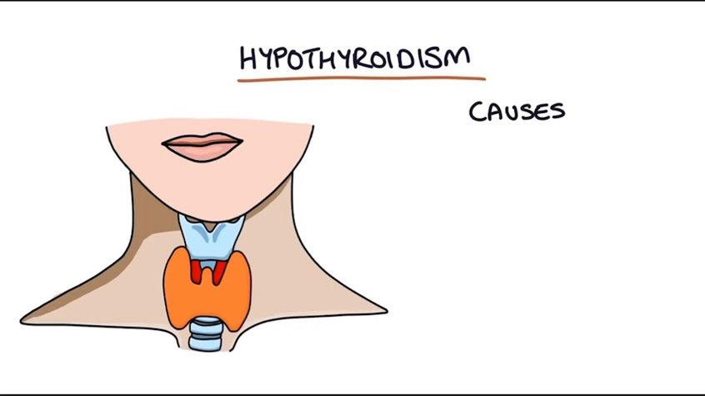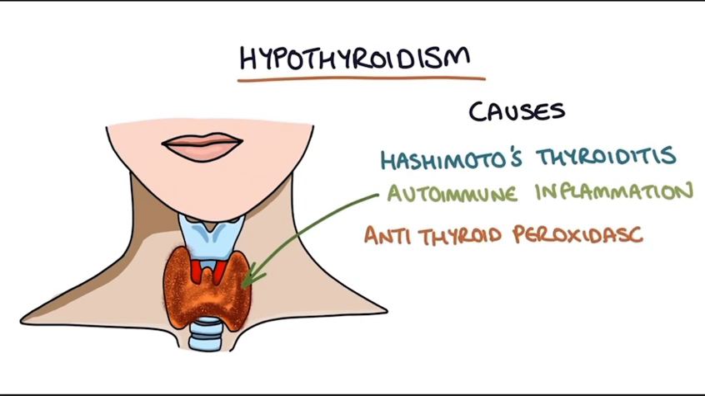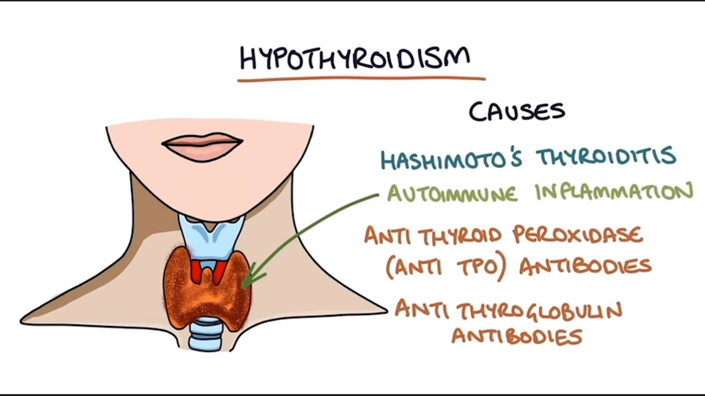The most common cause of hypothyroidism in the developed world is Hashimoto's thyroiditis, and this is caused by autoimmune inflammation of the thyroid gland, so the body's immune system attacking the thyroid gland. It's associated with antithyroid peroxidase or anti-TPO antibodies, and also with anti-thyroglobulin antibodies. Initially, it causes a bit of a goiter, after which there's atrophy of the thyroid gland as the hypothyroidism sets in.